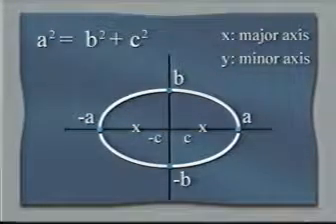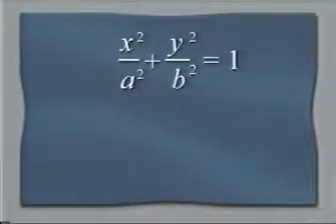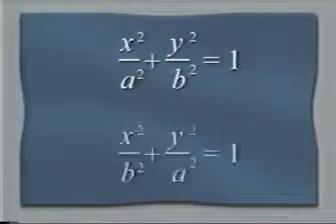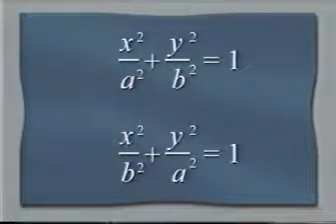We now examine the general equation for the ellipse whose center is at the origin. Remember, the origin is at 0, 0. That is the type of ellipse pictured in our graphic. If the major axis is along the x-axis, then we have the equation x squared over A squared plus y squared over B squared equals 1. If the major axis is vertical, the y-axis, then we have x squared over B squared plus y squared over A squared equals 1.